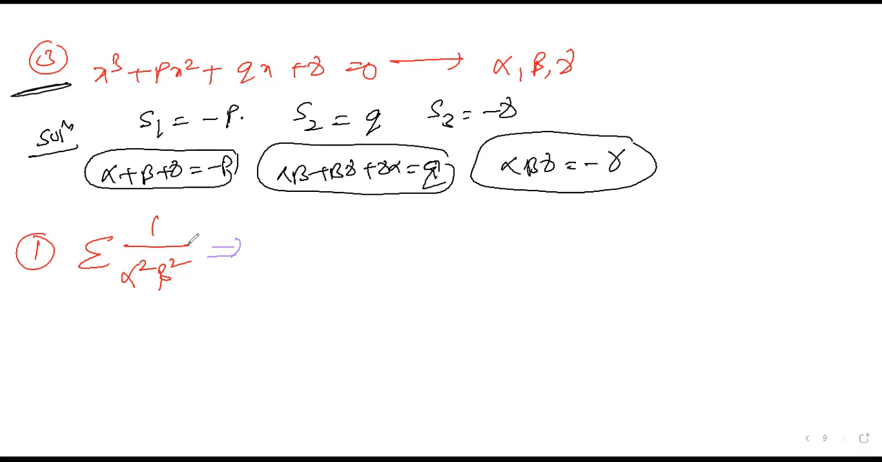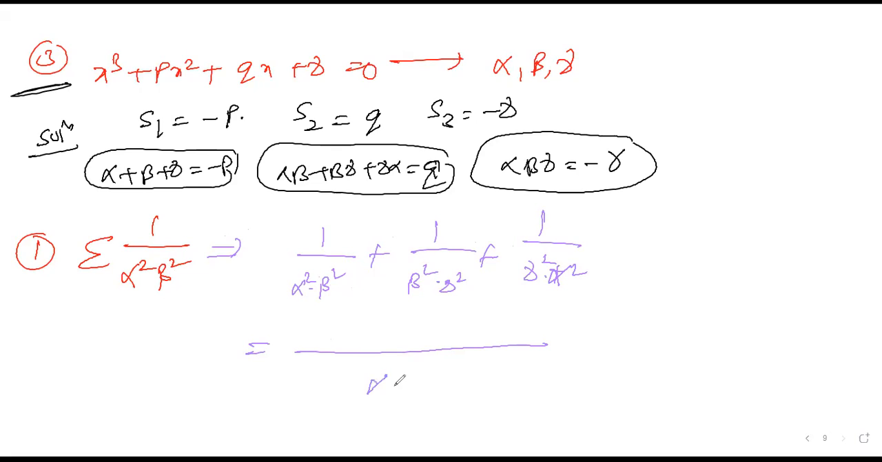Simple. When the sigma is opened, what can you write? 1 by alpha square beta square, 1 by beta square gamma square, 1 by gamma square alpha square. Try to recollect yourself. 1 by this, 1 by this, 1 by this, because summation means you have to add all three terms. Clear? After this, take the LCM: alpha beta gamma whole square will come.